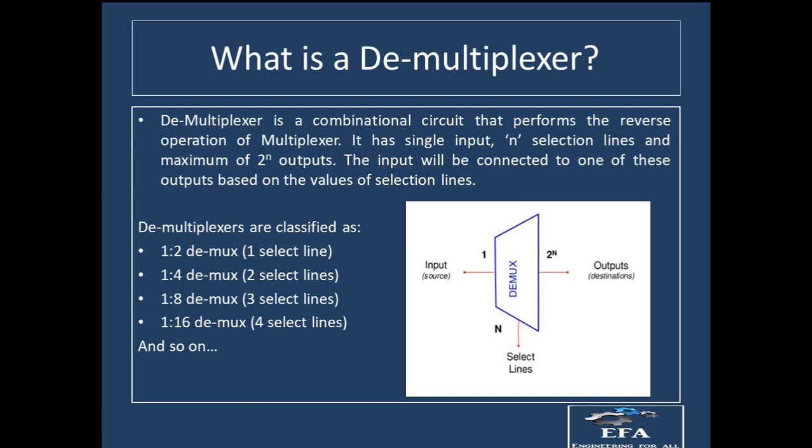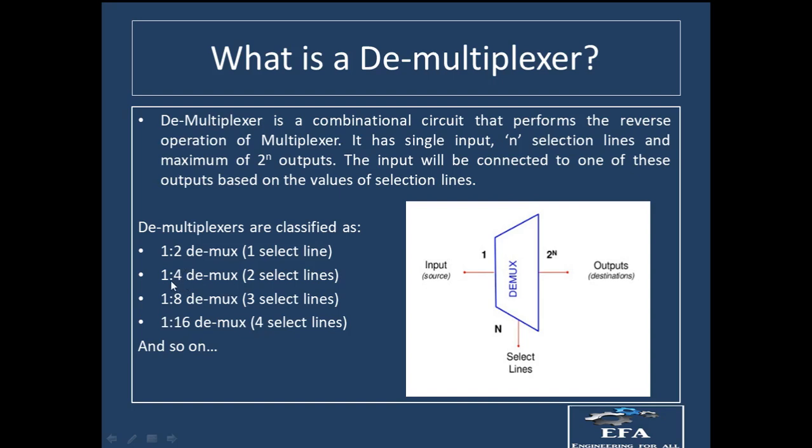So when we talk about the demultiplexer, the types can be 1 is to 2 demultiplexer, or 1 is to 4, 1 is to 8, 1 is to 16. When we talk about the 1 is to 2 demultiplexer, again we need one select line. For a 1 is to 4 we need 2 select lines. 1 is to 8 we need 3 select lines. Here we need 4 select lines. In this case we need the select lines according to the number of the output lines.